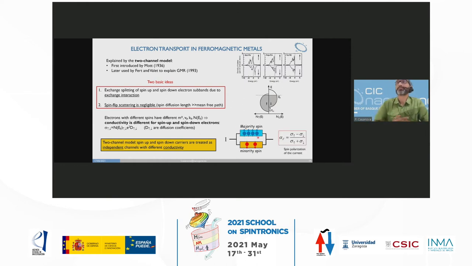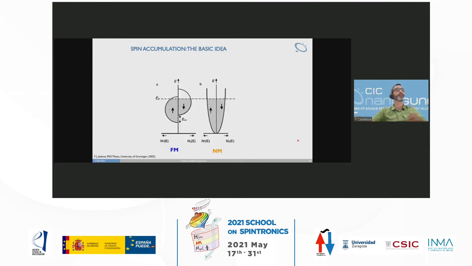You can define the spin polarization of this current by this definition: conductivity for spins up minus conductivity for spins down, divided by the total conductivity. Once we understand that when you pass current through a magnet, this current is spin polarized and carries more electrons with spin in one direction than in the other, we can think about what happens if we now inject current from a ferromagnet to a normal metal, where the two subbands for spins up and down are identical. When you do this, you will inject more spins of one type than the other.